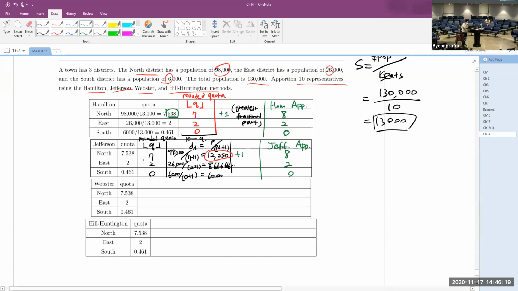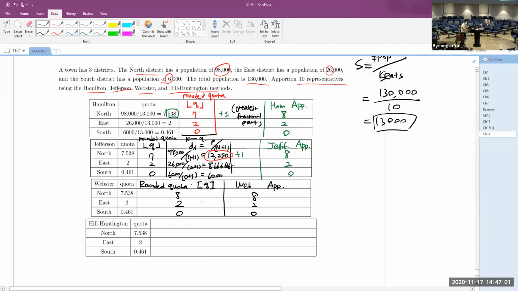And in Webster's method, the rounded quota is not rounding down, but just rounding to the nearest integer. So here 7.538 goes to 8 because it is greater than 7.5, but 2 is just 2, and 0.461 goes to 0. So it is just 8 to 0. So that is done. That's Webster's apportionment. It's just 8 to 0.